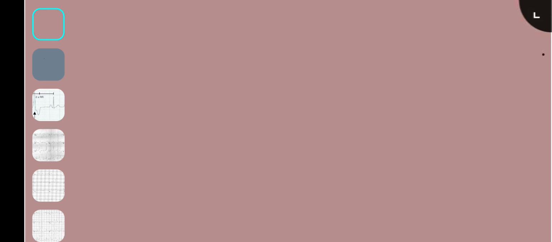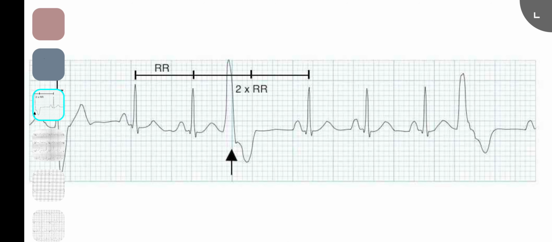The next thing is the classification. The classification is that it could be unifocal or it could be multifocal. What I mean by that is that unifocal means they are originating from one point, so they will be similar in shape. You see, these two are similar. So this is unifocal. Multifocal means that PVCs are originating from more than one point.